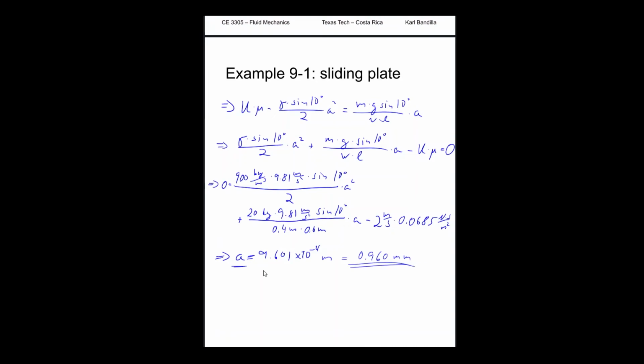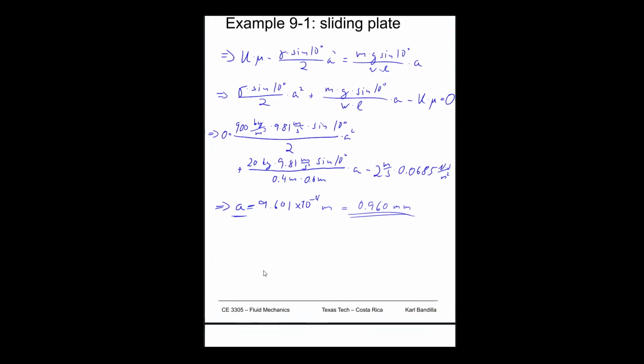Now, at the very beginning, we said that we're going to assume that we have laminar flow, but we should check that. So let's check if flow is laminar. That means we need to get the Reynolds number, Re, which is equal to the density times the velocity times the separation divided by mu.